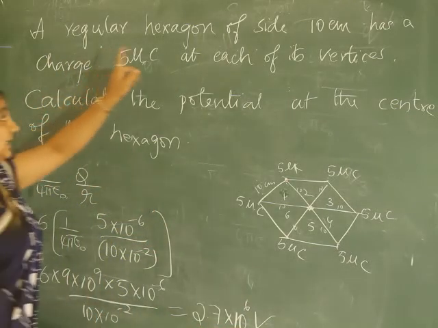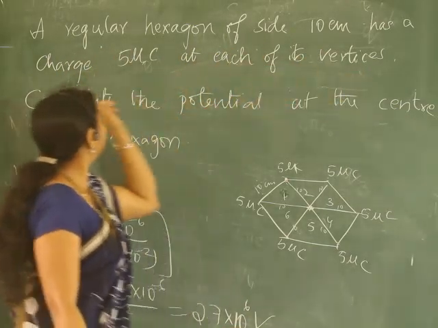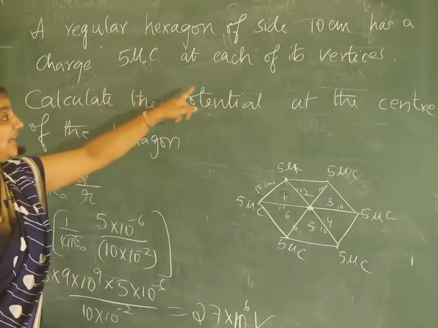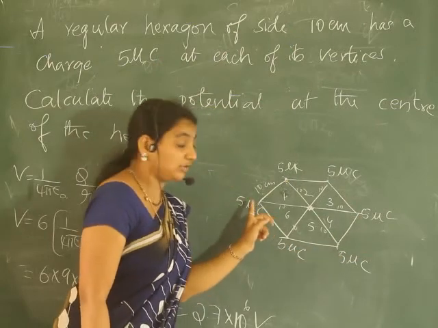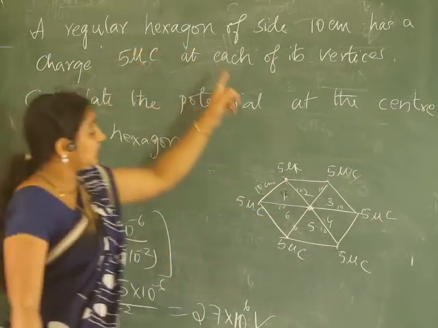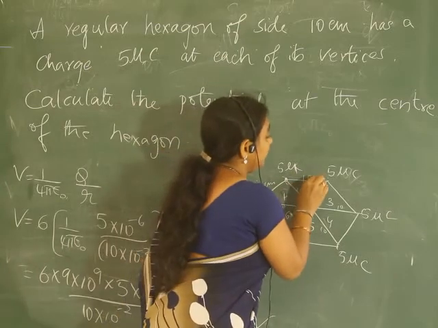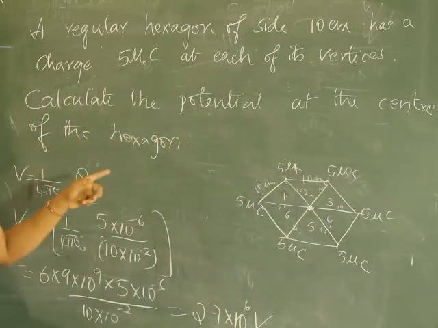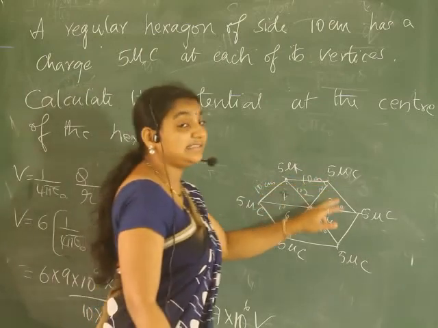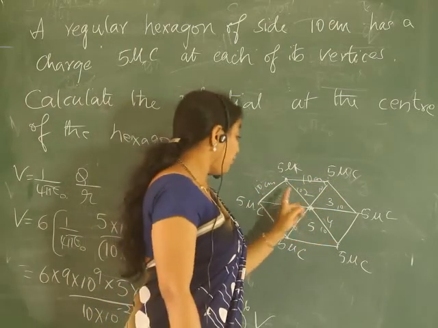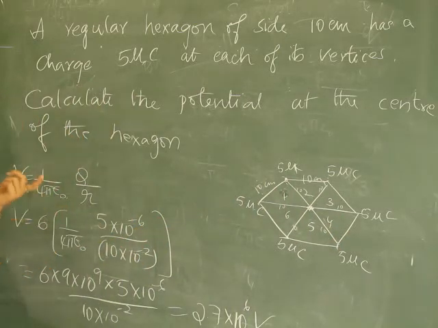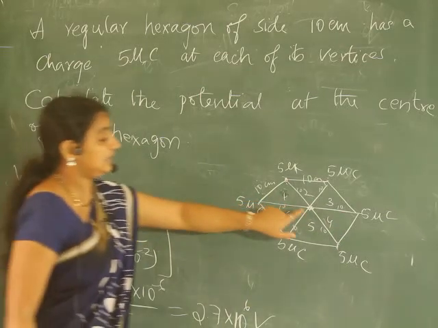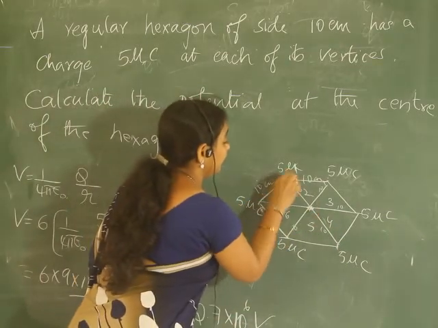A regular hexagon of side 10 centimeter has a charge 5 microcoulomb at each of its vertices. Each vertex you are keeping 5 microcoulomb, and this hexagon has side 10 centimeter. The hexagon has 6 equilateral triangles, so the length of each triangle side will be 10 centimeter. Now calculate the potential at the center. From here to here the distance is 10. From here to here 10.